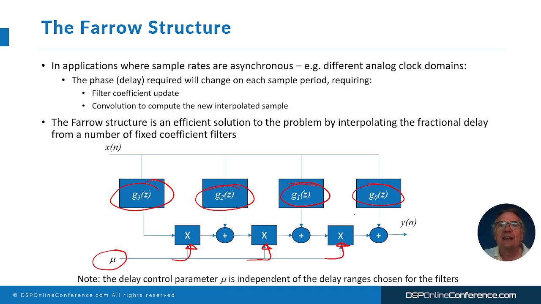And so we filter our input sequence through all of these filters. The outputs of each of these filters effectively has a different delay. Then when we combine those delayed outputs, what we end up with is our output, which is delayed by the amount defined by our control parameter, mu.